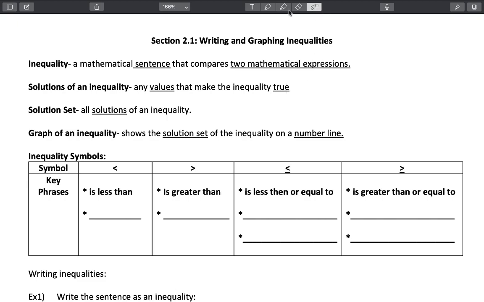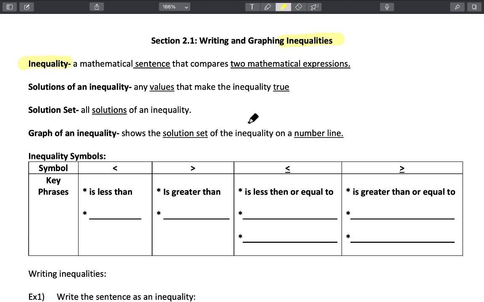We're going to be taking a look at graphing inequalities. Now, the main difference between inequalities and what we did last unit in Unit 1, where we solved equations, is the symbol between the two mathematical expressions. And that symbol now is going to be an inequality symbol.